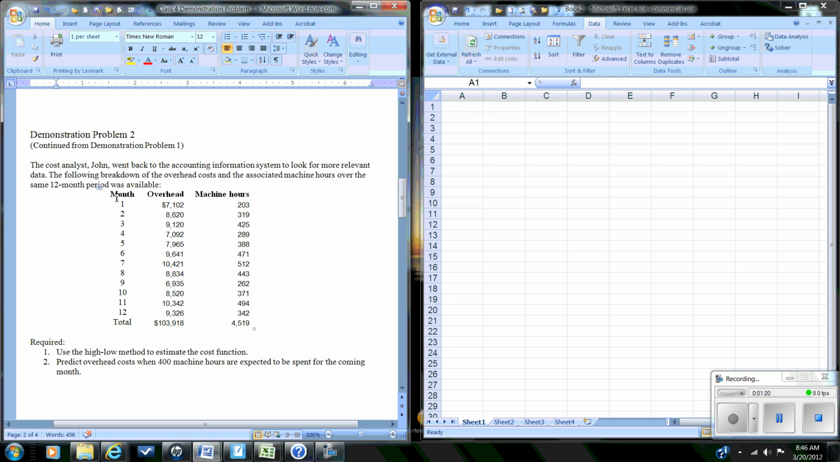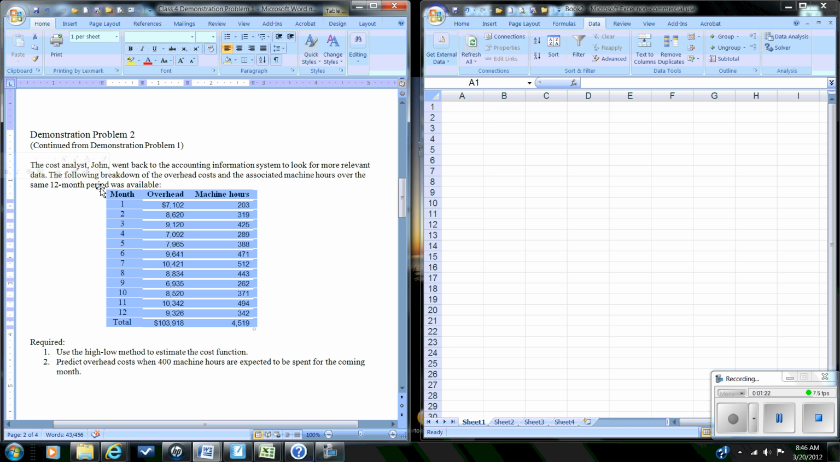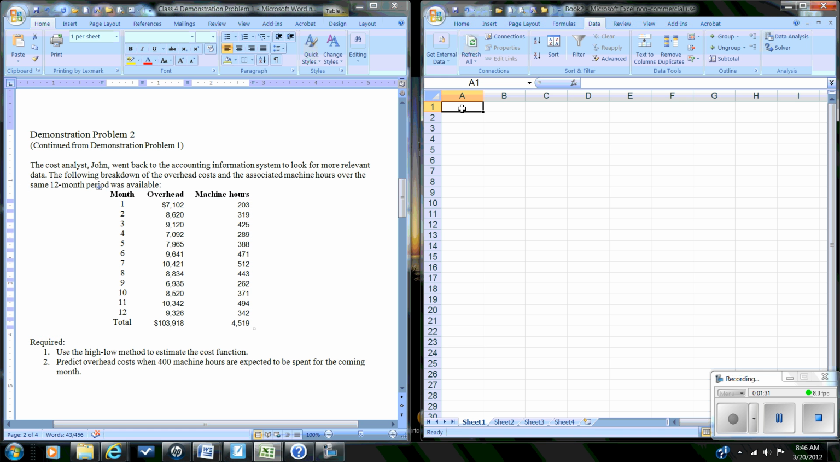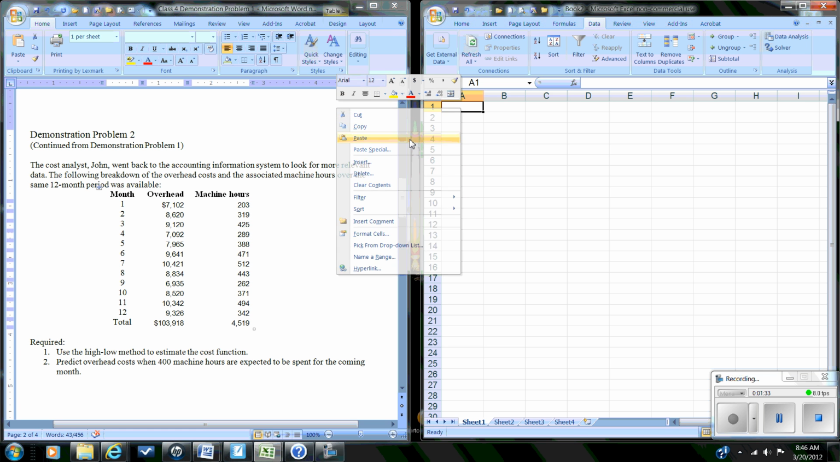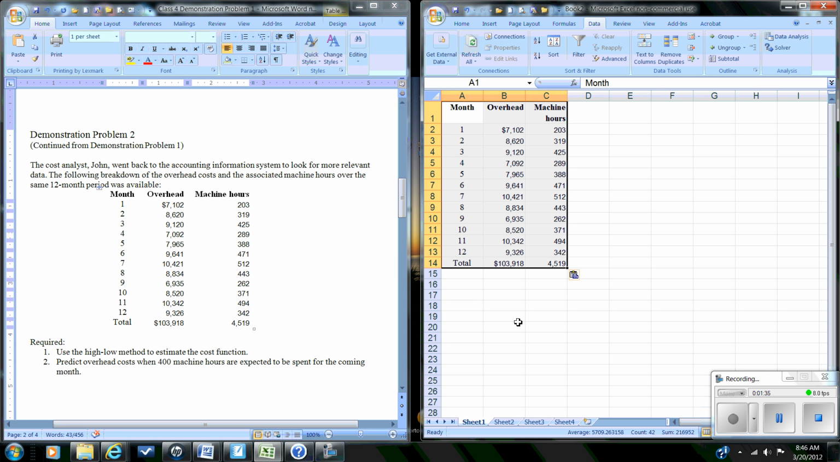We can go over to the table that's in the Word document, find this little box, click on it and highlight our table and hit copy, and then we can bring this over into Excel and paste it, and we will have our table ready for us.